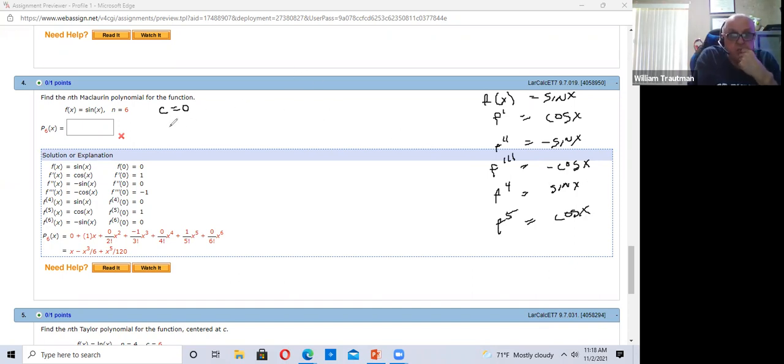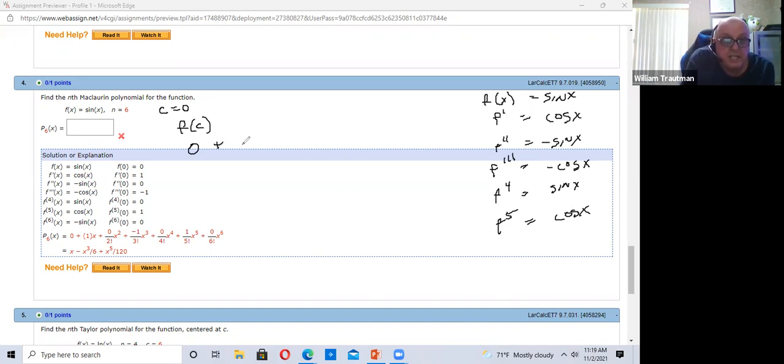And so once we plug this in, the formula says f of c. So we're going to plug 0 into sine x, and we get 0. Look at your unit circle. I should have the unit circle in front of me. Once again, the sine of 0 is 0. So we get a 0 for this first term.